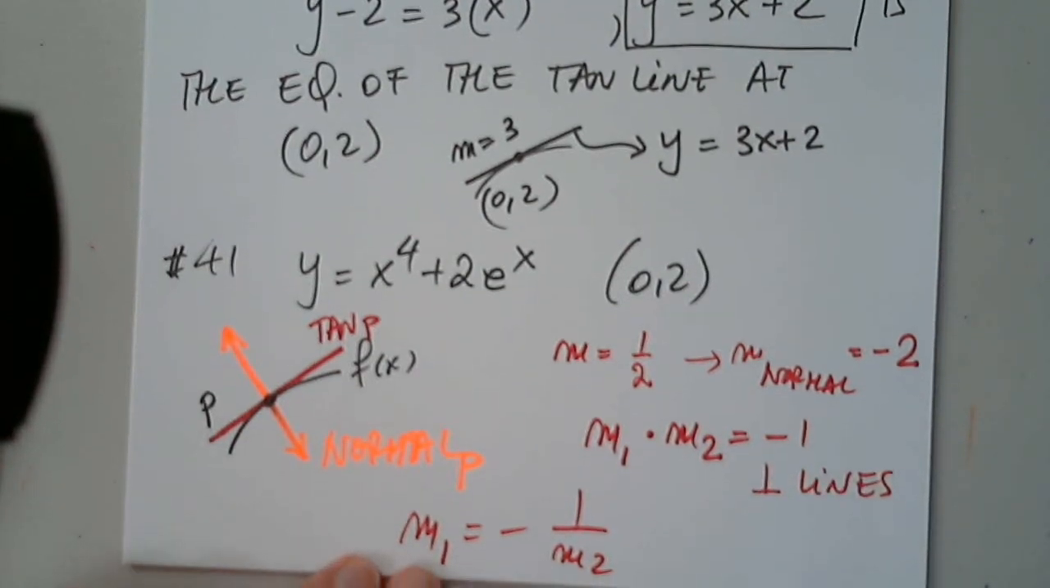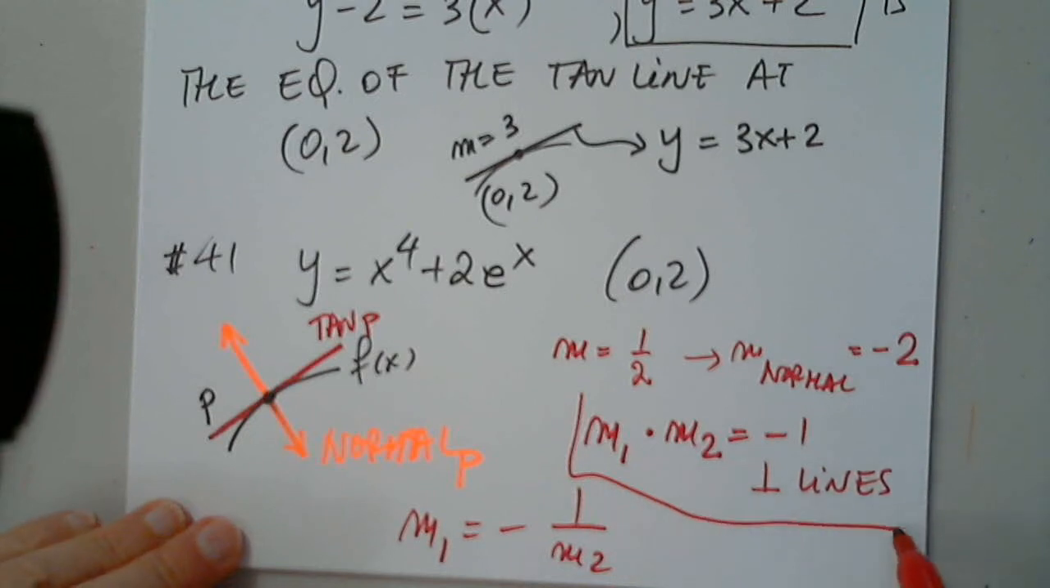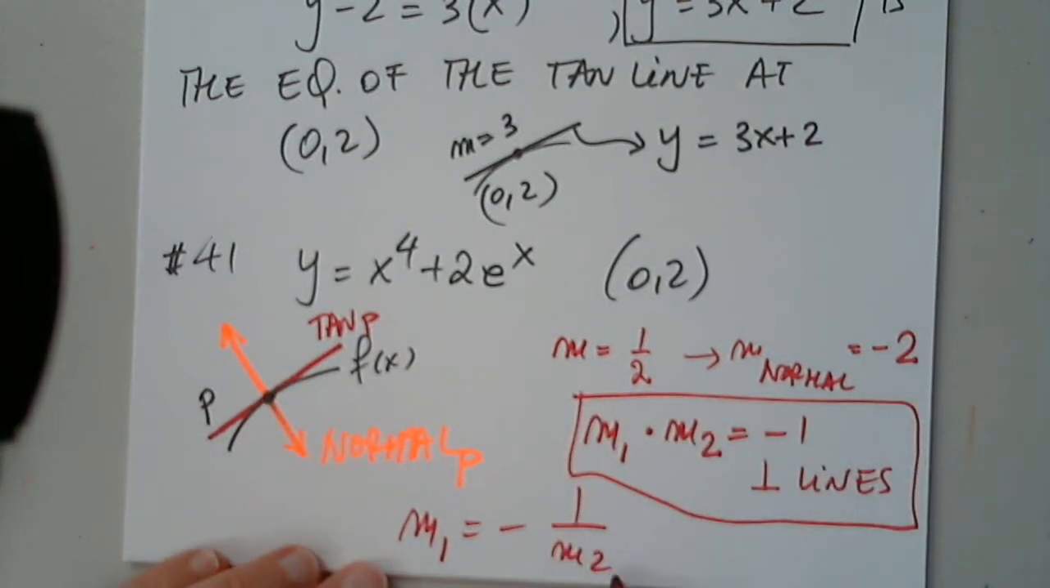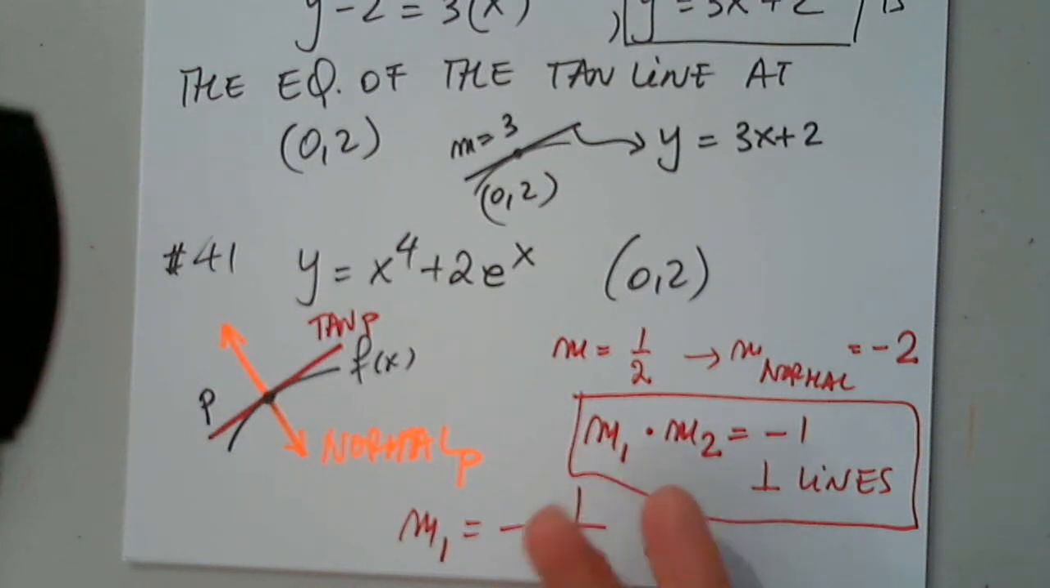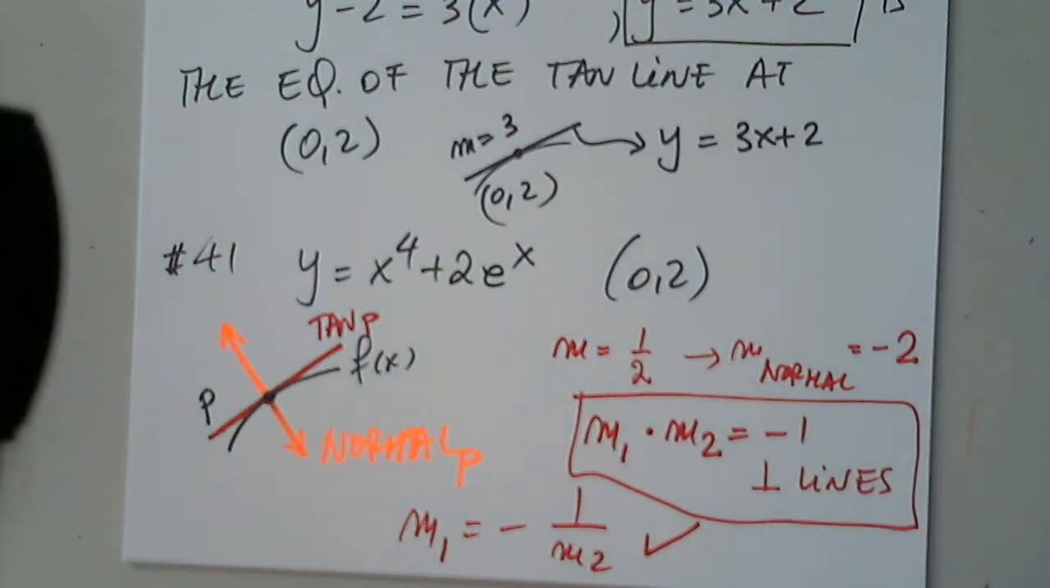What you normally say, m1 is the negative multiplicative inverse of m2. Who cares? The product is -1 for perpendicular lines. If you want to remember it like this, it is perfect. But this is so much easier. The product has to equal -1. The product of these two numbers equals -1. That's why they are perpendicular.